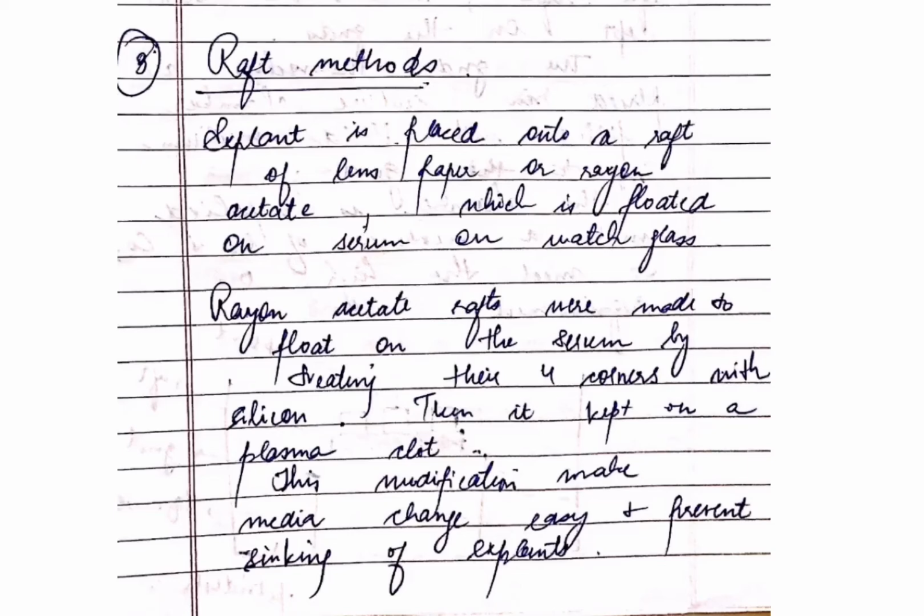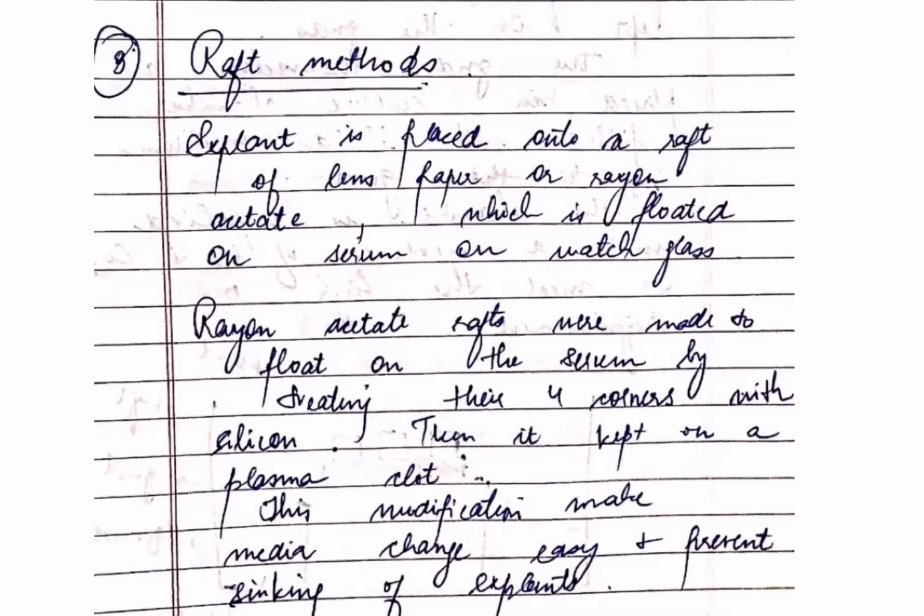Next method is raft method. In this method, the explant is placed on a raft of lens paper and floated on serum in a watch glass. The rayon acetate rafts are made to float on the serum by treating their four corners with silicon, and that is kept on the plasma clot.